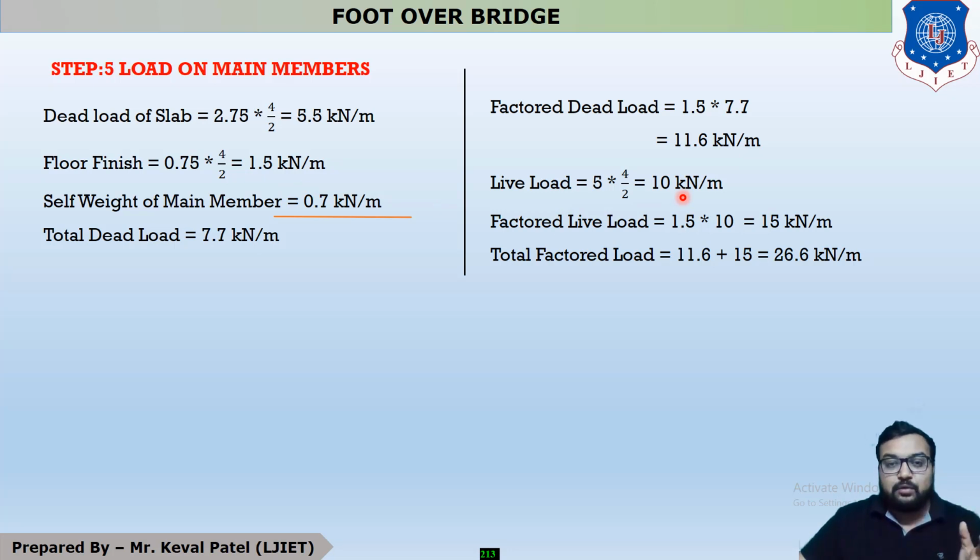Now after calculating these three main loads, we are assuming the self-weight of all the components. In the book, the self-weight of main member is considered as 0.7 kilonewton per meter. For exam point of view, you have to consider the self-weight of main member in the range of 0.4 to 1 kilonewton per meter.